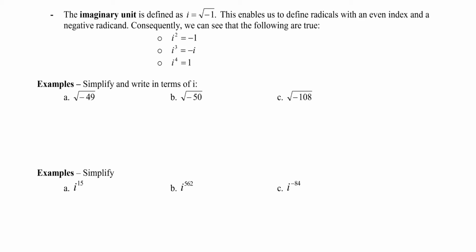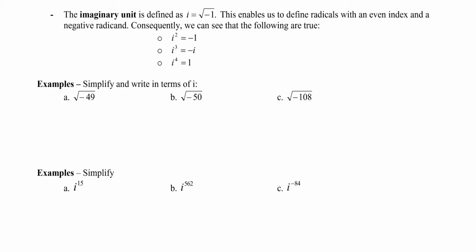This was created to help us deal with a negative radicand under an even index radical. We've always said before, if you're taking the square root of something, it can't be a negative number under the radical. But with i, the imaginary unit, this enables us to keep that negative under the radical. i equals the square root of -1. i squared equals -1. i to the third power equals -i. And i to the fourth power equals 1.